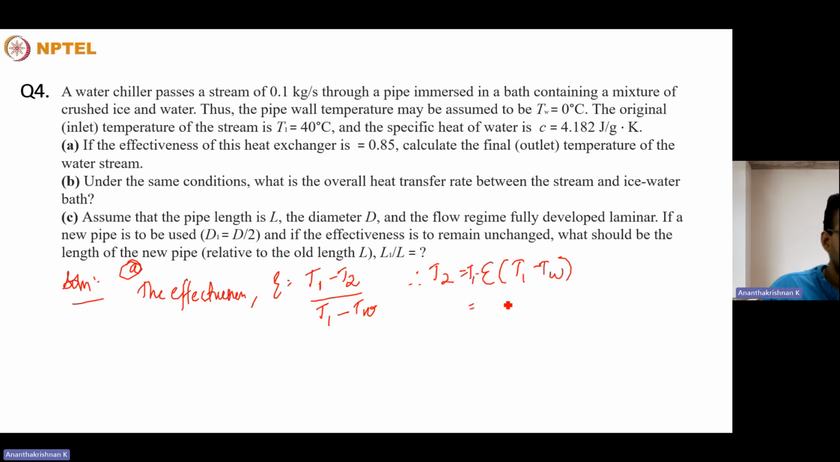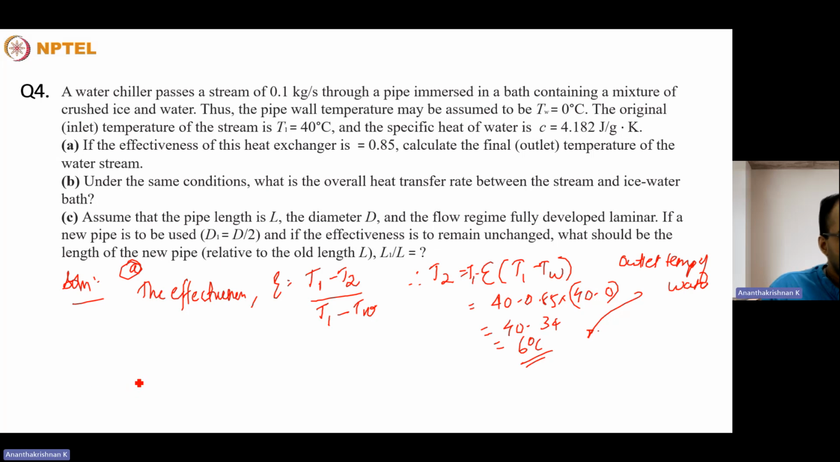So T2 is equal to 40 minus 0.85 multiplied by (40 minus 0). That is 40 minus 0.85 into 40, that is equal to 34. That is equal to 6 degrees Celsius. That will be the outlet temperature of water.